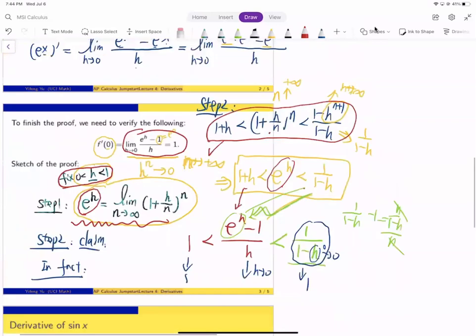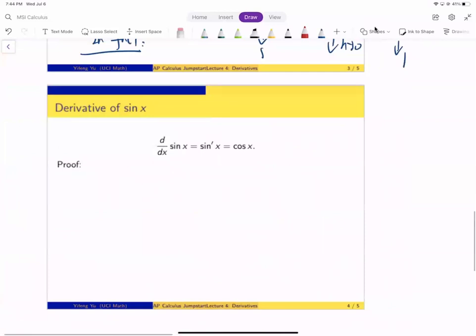Okay. All right, now let's look at the derivative of sine x. The conclusion is the derivative of sine x, which we write as d/dx, or we write as sine prime x, equals cosine x. Okay, let's verify this. All right, let's verify this. We just do it by definition, right?